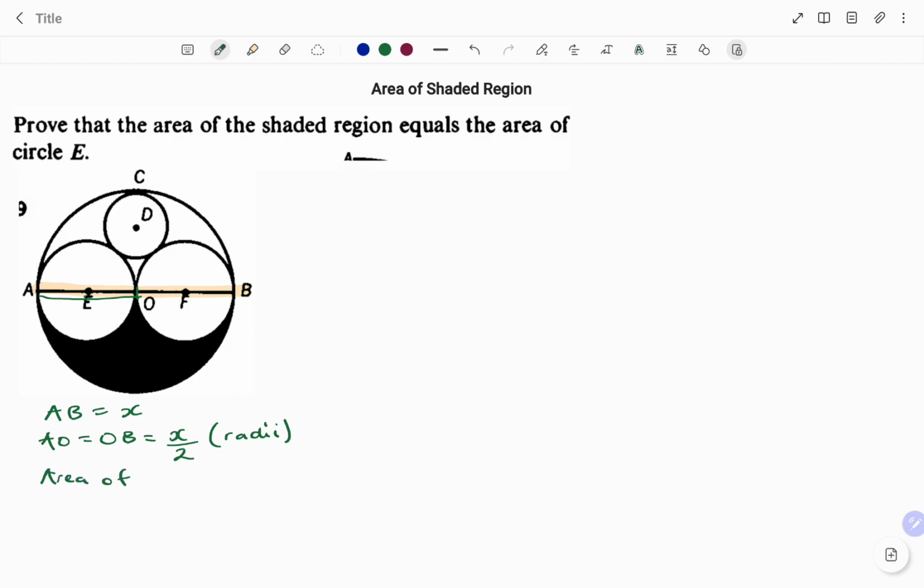area of circle E equals, the formula for finding the area of a circle is pi radius squared. AO is the diameter, so therefore the radius R equals half of AO. That is half of x over 2. So therefore the radius R equals x over 4.